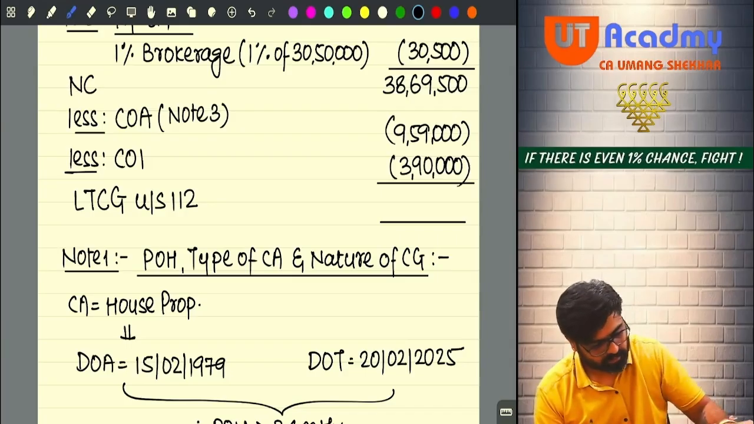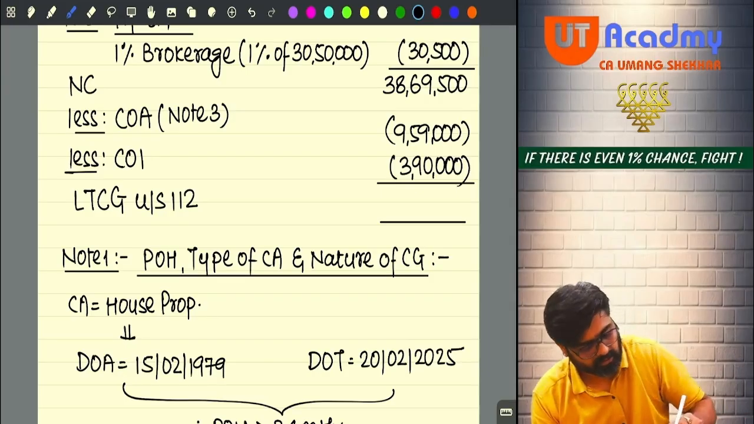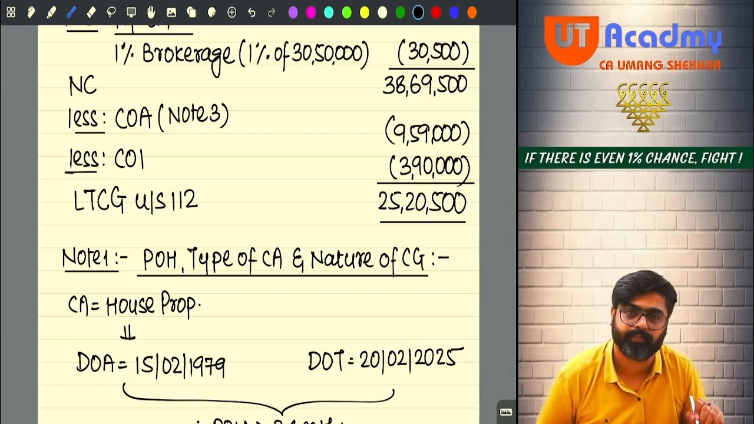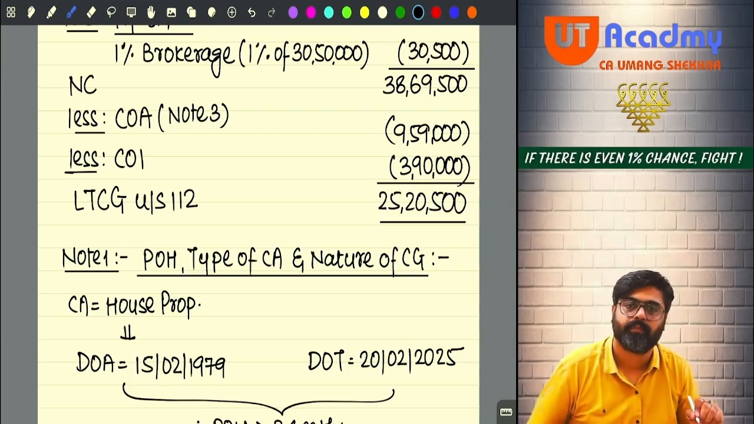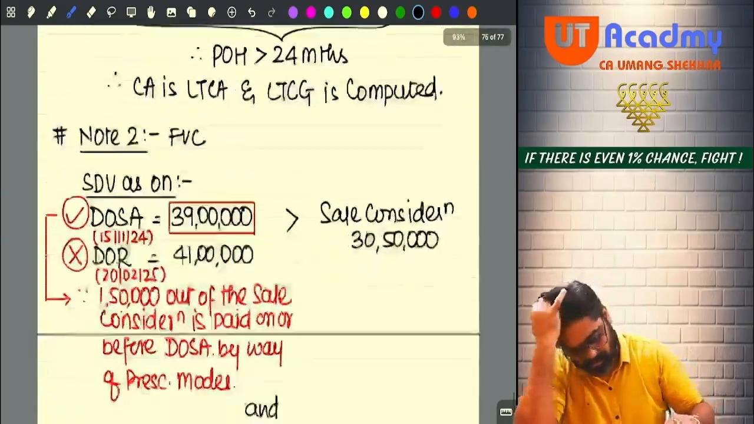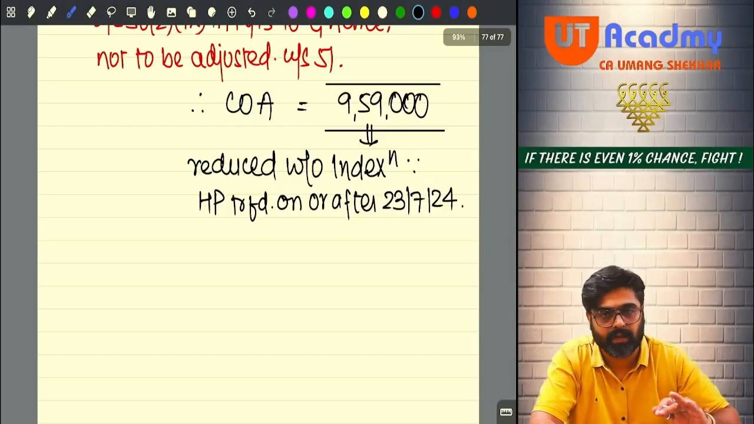Done, sir. Now 8 lakh 69,500 minus 9 lakh 59,000 minus 3 lakh 90,000 gives 25 lakh 20,500. 25 lakh 20,500 will be my final capital gain. Sure, sir? Understood? Now pay attention. Now all the notes and everything are done.